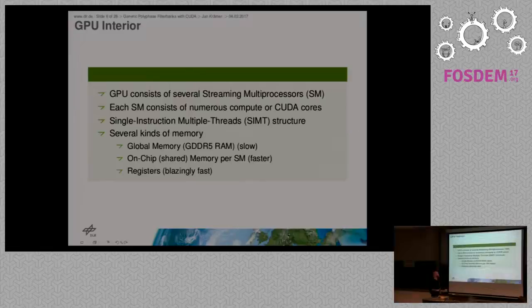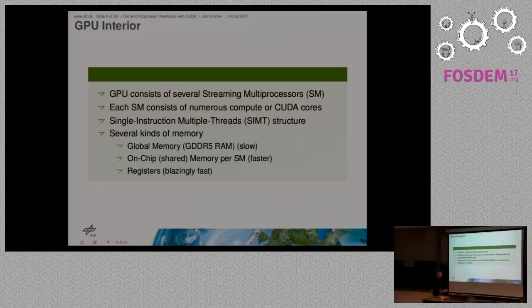You have the global memory, which is what they will sell you on the box. Like, you get the new GTX 970 with 4 GB RAM, which is actually just 3.5 GB. This is really slow. It's way faster than DDR3 or something like that, but for a GPU, it's slow. Then you have the on-chip memory. This is tied to a specific streaming multiprocessor, so all the cores in the multiprocessor share this memory, which is way faster than the GDDR5 RAM. And then, of course, you have the registers, like in any CPU structure, that are blazingly fast and way faster than anything else.